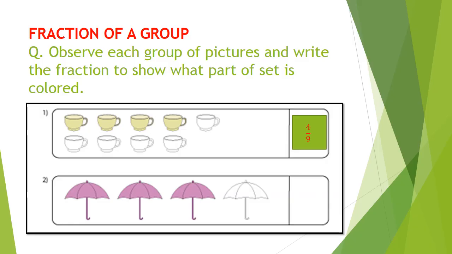Similarly, for your next question, there are 4 umbrellas in one set, in one group. So how many are colored? 1, 2, 3. 3 are colored out of 4. So we will write 3 out of 4. 3 out of 4. So this is how fraction of a group or fraction of a collection is done.